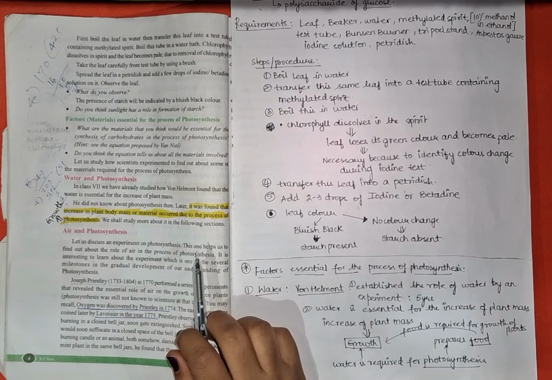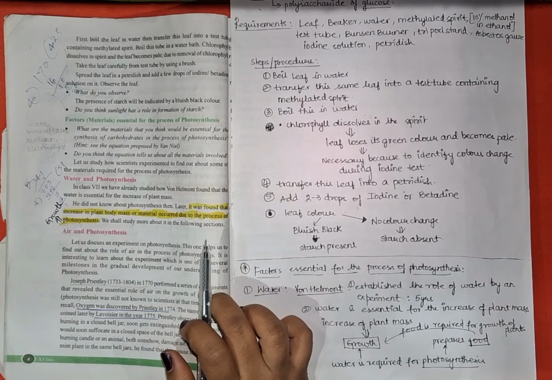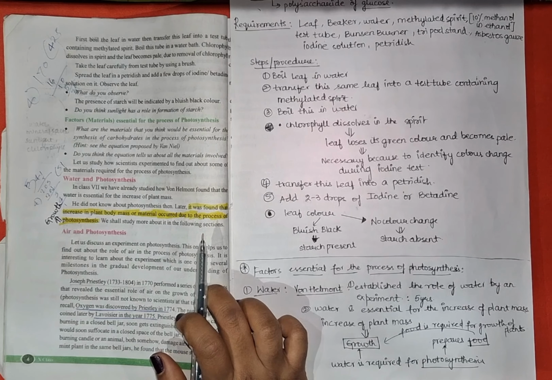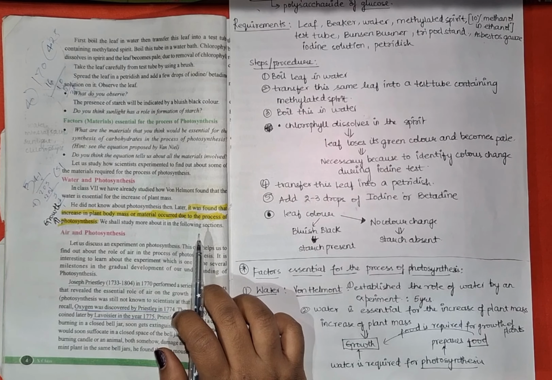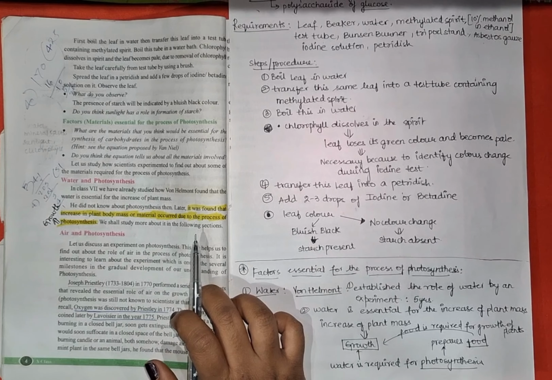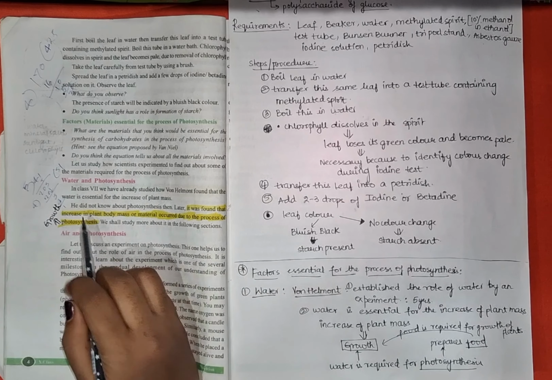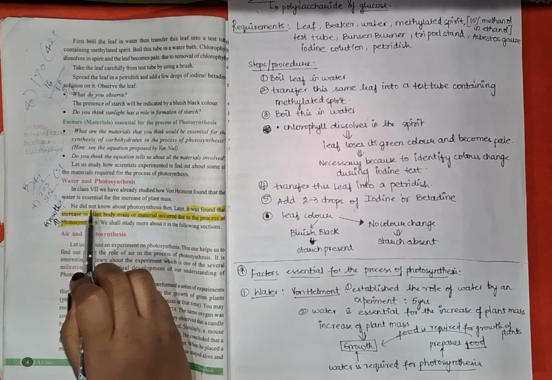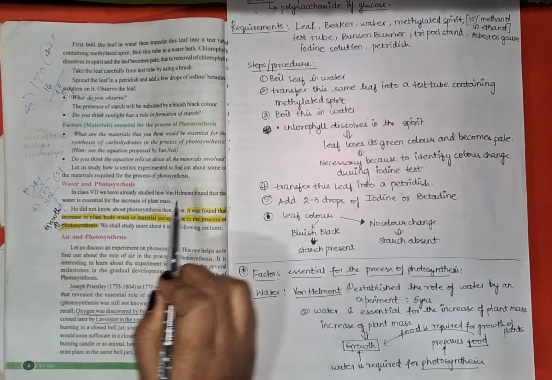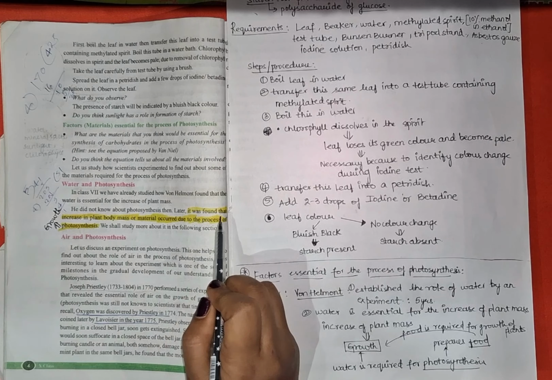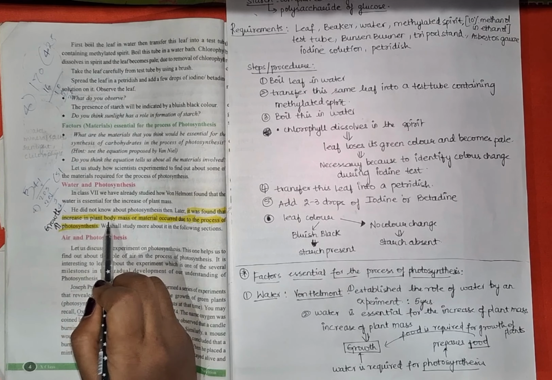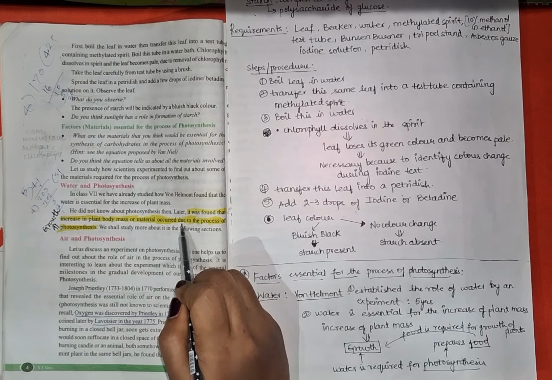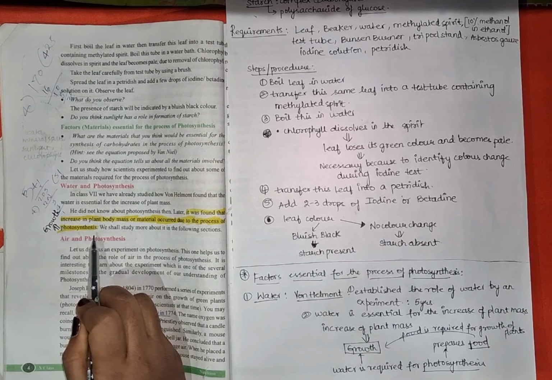Now let's study the factors which are essential for the process of photosynthesis. The first factor would be water. Van Helmont found that water is essential for the increase of plant mass. He did not know about photosynthesis then. Later, it was found that the increase in plant body mass or material occurs due to the process of photosynthesis.